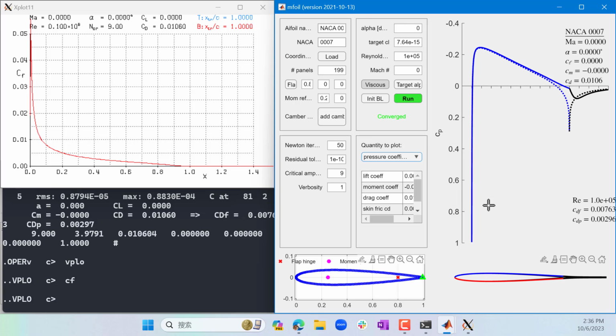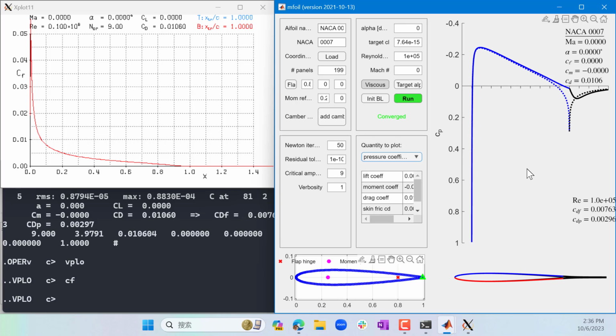The pressure points mostly in the up and down direction, while skin friction mostly points in the left and right direction. So the contribution of skin friction to lift is almost nothing. But the skin friction contribution to drag is not almost nothing, right? It's mostly in this direction.